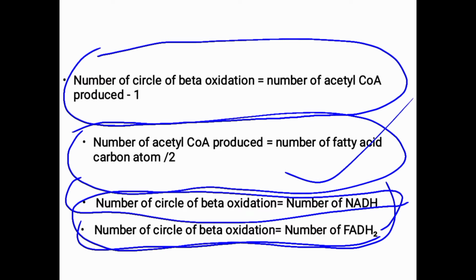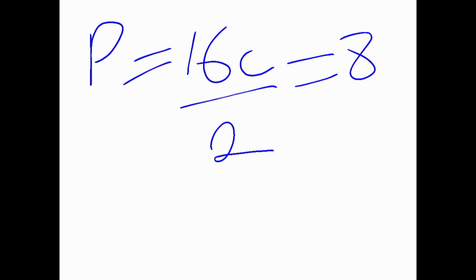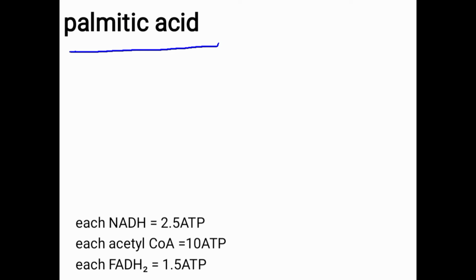We start with the number of acetyl CoA produced equals the number of fatty acid carbon atoms divided by 2. So we are starting with palmitic acid, represented with P, which has 16 carbon atoms. Divided by 2, we get 8. That means we generated 8 acetyl CoA. The AC stands for acetyl CoA.